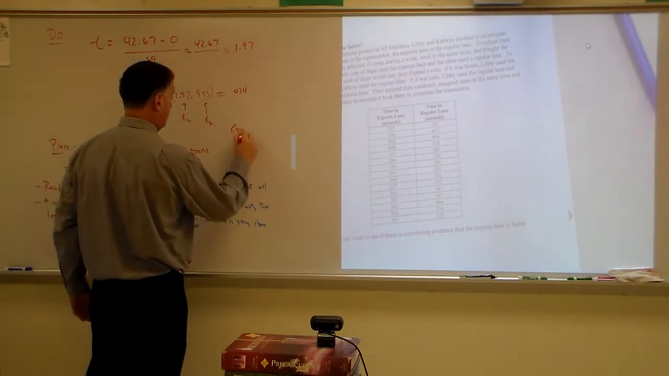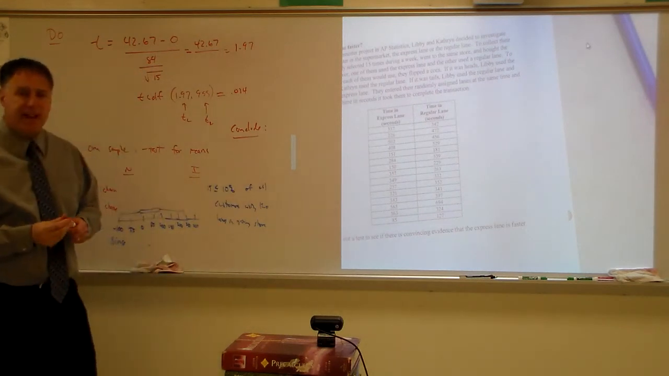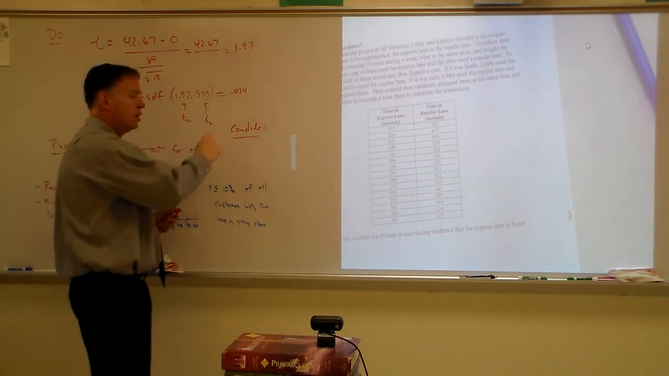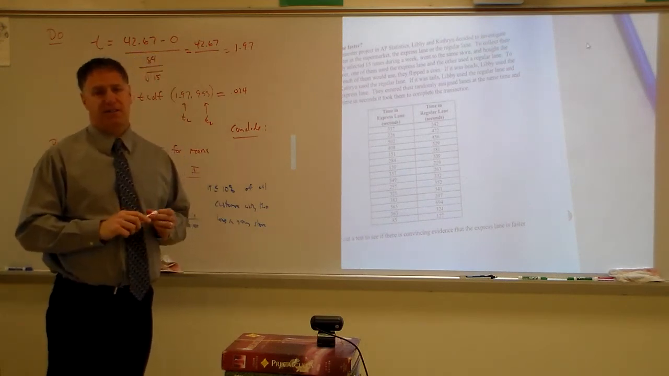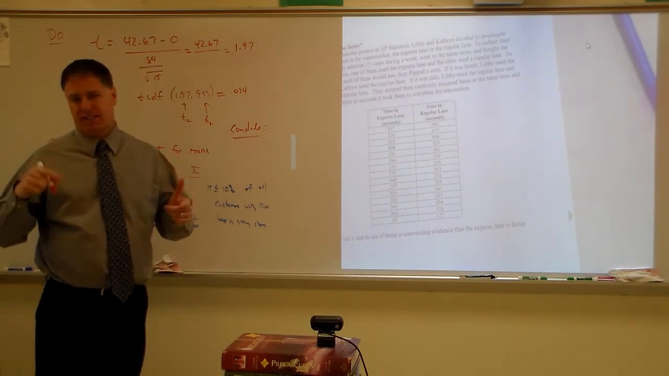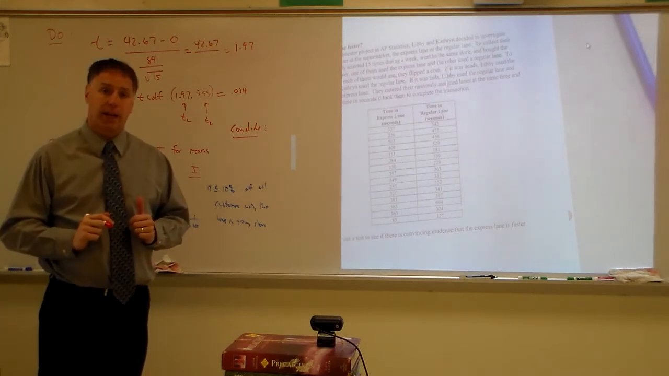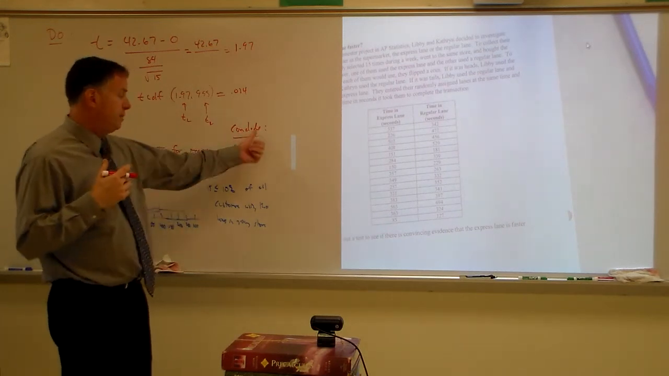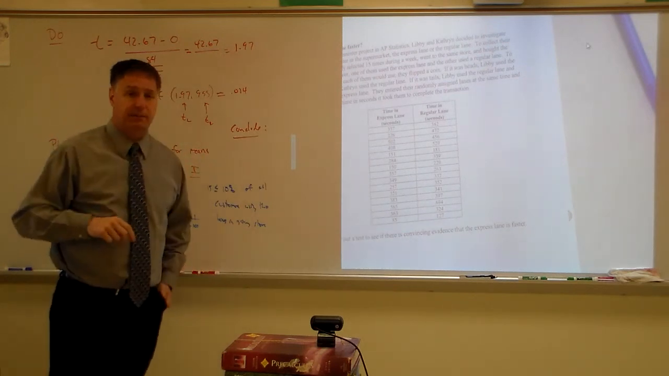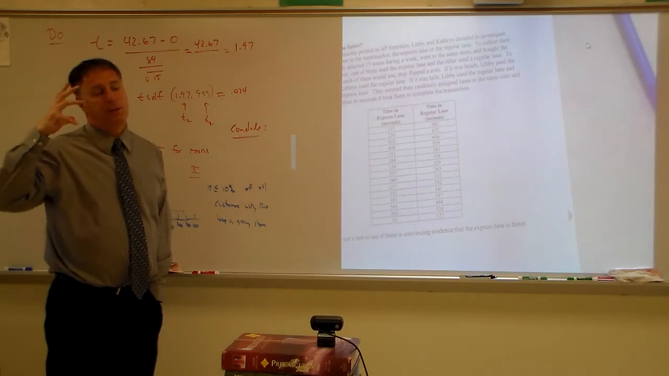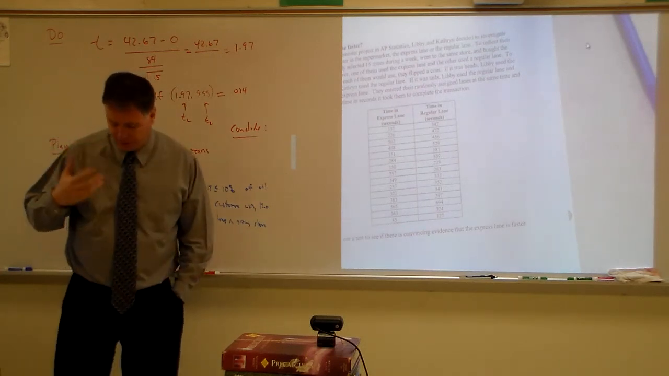Okay, so the conclusion, listen to the conclusion. I want you to write it down. With a p-value this low, we have sufficient evidence to reject the null hypothesis and say the express lane is faster than the regular lane. Okay? With a p-value this low, there is sufficient evidence to say the express lane is faster than the regular lane.